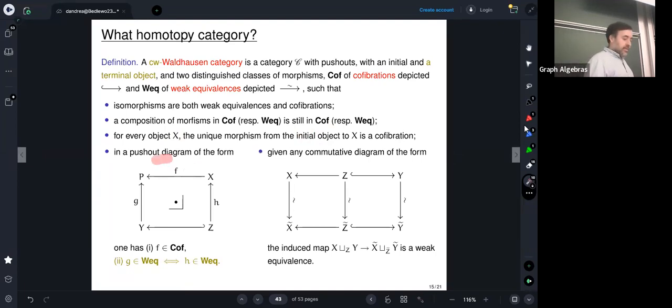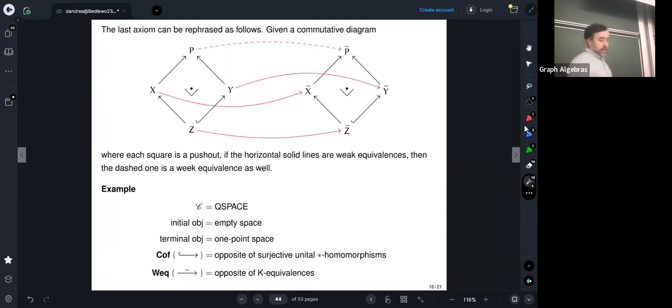On the left, whenever we have a push-out diagram and below a cofibration, then first of all F, the morphism on top, should be a cofibration. And in addition, G is a weak equivalence if and only if A. This is the part that is new compared to the original definition of Waldhausen category. Last axiom that I'm not going to read, maybe just tell you that when you have push-outs, you can push out weak equivalences. And an example of this CW Waldhausen category is.